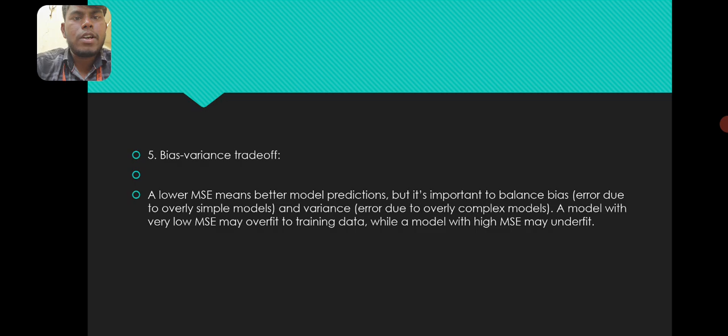Bias-variance trade-off. A lower MSE means better model predictions, but it's important to balance bias, which is error due to overly simple models, and variance, which is error due to overly complex models. Models with very low MSE may overfit the training data, while a model with high MSE may underfit.